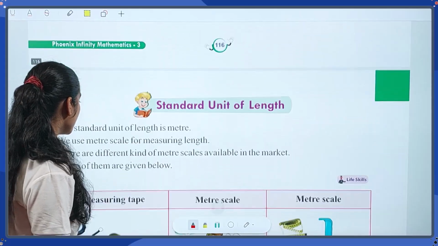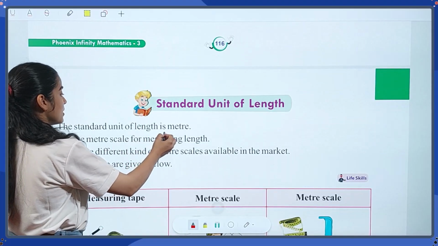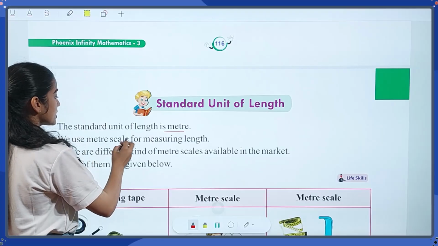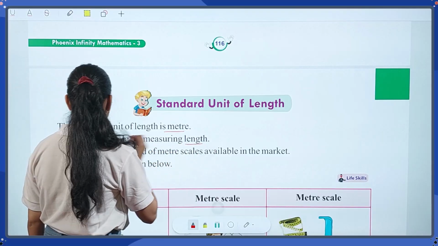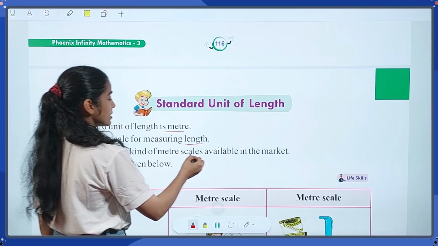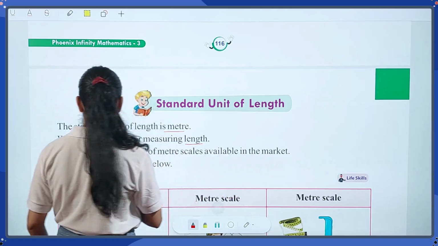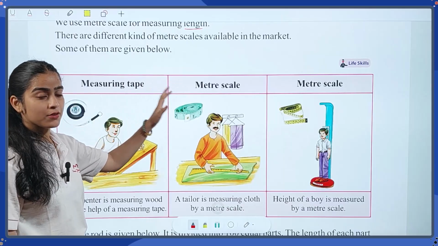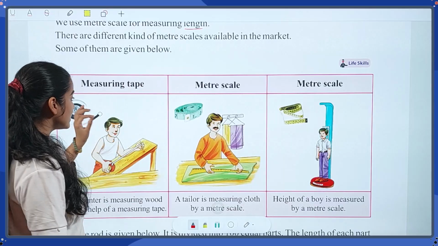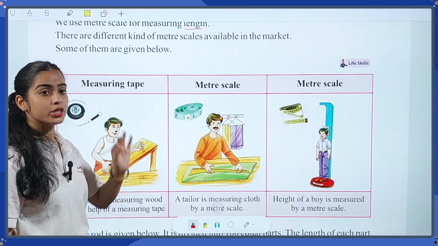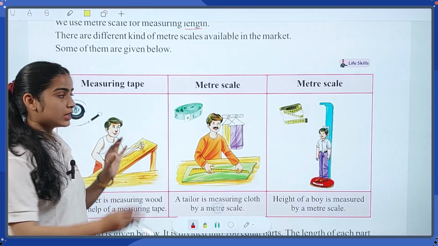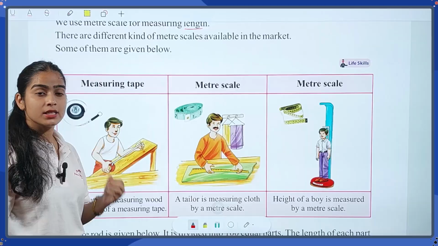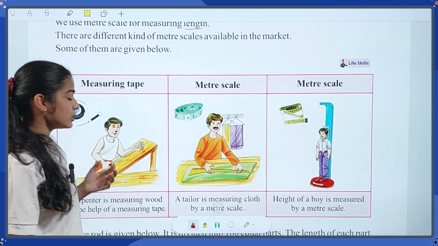How can we do it? The standard unit of length is the meter. We use a meter scale for measuring length. There are different kinds of meter scales available in the market. Some of them are given below. These are the different meter scales we have for measuring different things, and this is an appropriate way to measure any object because it is a universal, standard unit we have to measure anything.